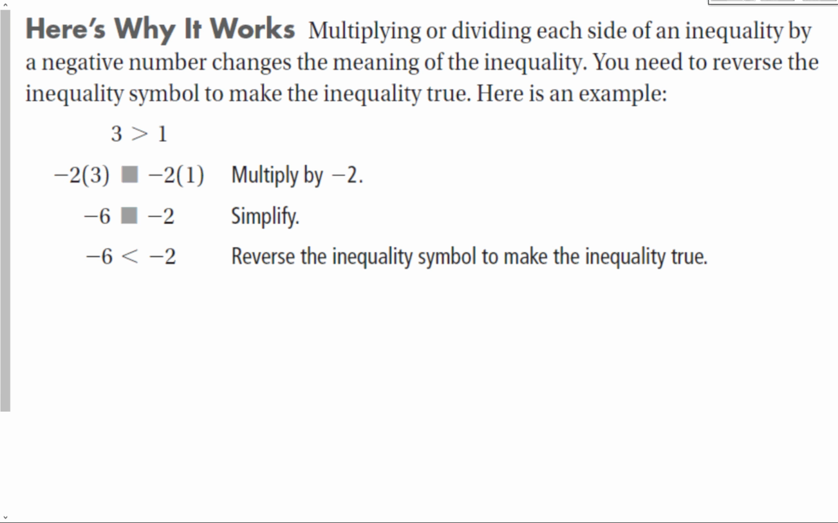Okay, so here's how this works looking at this example again. We have 3 is greater than -1. When we multiply both sides by -2, we leave the symbol blank for a second, and after I simplify, I see that -6 is less than -2. We're going to have to reverse the inequality symbol to make the statement true. Started with greater than, ended with less than when I multiply by a negative number. Now, that doesn't mean just because there's a negative number in the problem we have to do this. It's only when we're multiplying both sides.